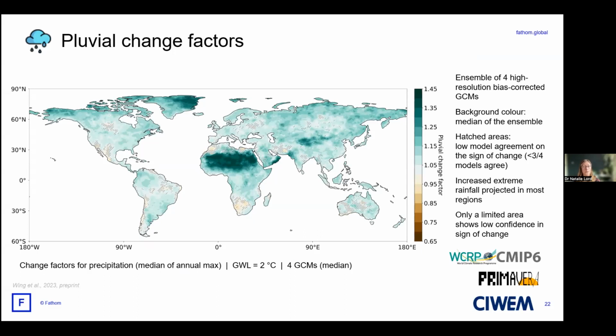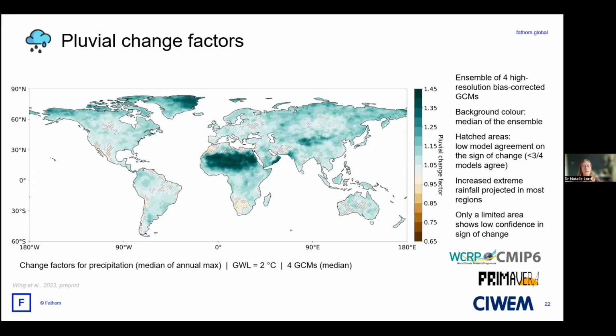So on this map, the background colour represents the multimodel median of the change factors for extreme precipitation for a global warming level of 2 degrees C. And the hatching on the plot shows areas with low model agreement on the sign of change. So if fewer than 3 of the 4 models project the same sign of change in precipitation, so either an increase or a decrease, then we have lower confidence in the climate projections in that region because the models can't agree.